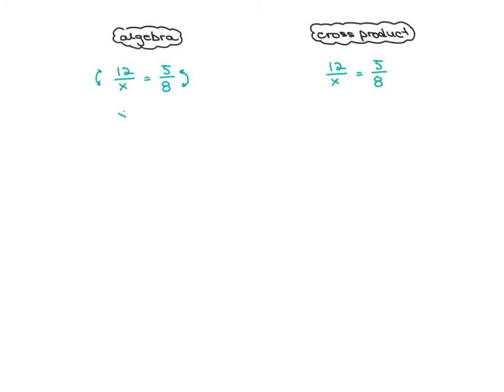And that will leave me with x divided by 12. x is to 12 as 8 is to 5. And I breathe a little bit of a sigh of relief because my variable is now in the numerator. It's being divided by 12. I know how to undo that. I'm going to multiply both sides by 12.